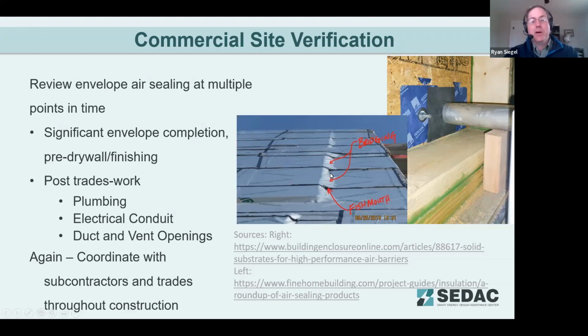Anytime we see a bump out, that's really going to cause a lot of challenges anytime you have these corners. Here we're showing bridging and fish mouths where two materials overlapped, but they weren't quite the same. So again, this is going to require a lot of coordination. First, making sure we have a continuous air barrier that could be constructible. Then, did it actually get constructed per the documents?